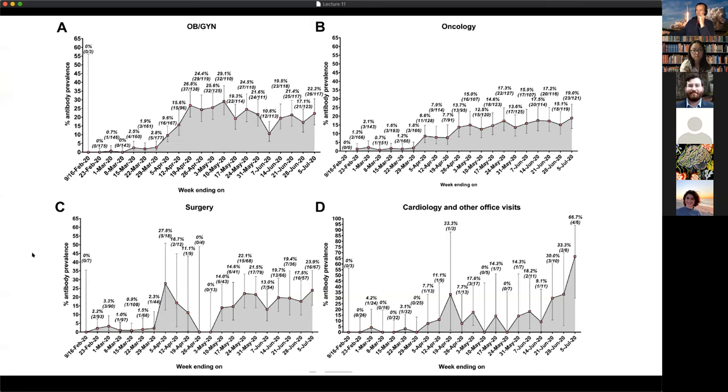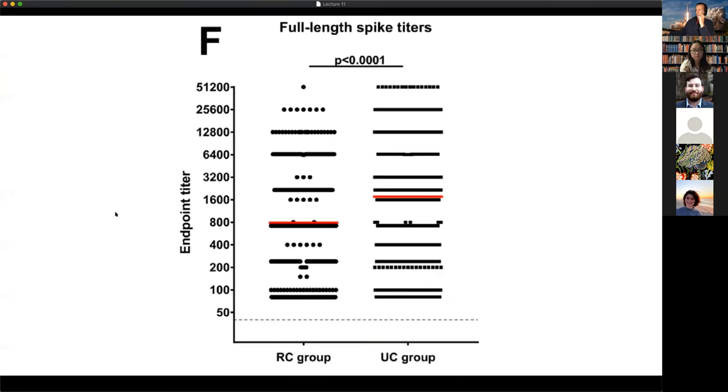And here you can see that in the urgent care group, there's a statistically significant, but not overwhelmingly dramatic, increase in titers. So people in the urgent care groups tended to have more severe cases of COVID-19. Nothing too surprising here. That's one way to read this study.